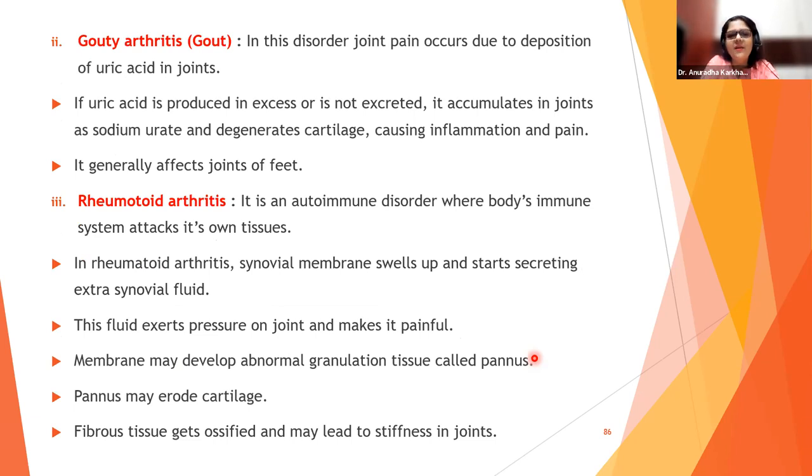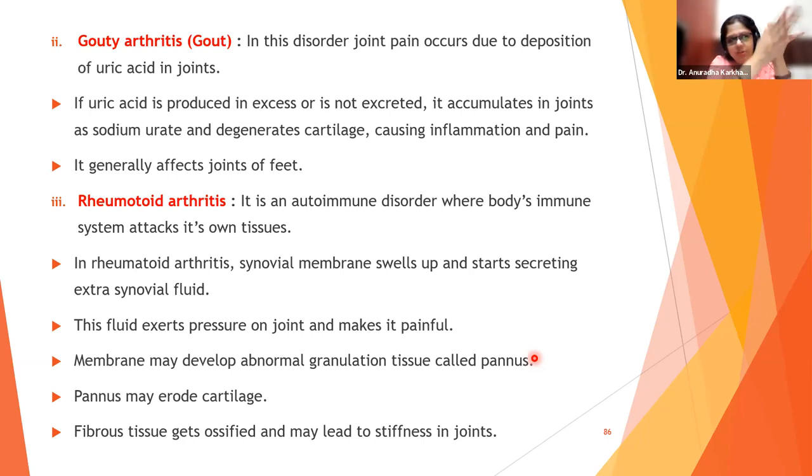Second is gouty arthritis. In this disorder, joint pain occurs due to deposition of uric acid in the joints. So see, uric acid needs to be eliminated. In the excretion and osmoregulation chapter, we have already studied that these are toxic and need to be removed from our body. But if uric acid is produced in excess or is not excreted, it accumulates in the joints as sodium urate crystals, and degenerates the cartilage.